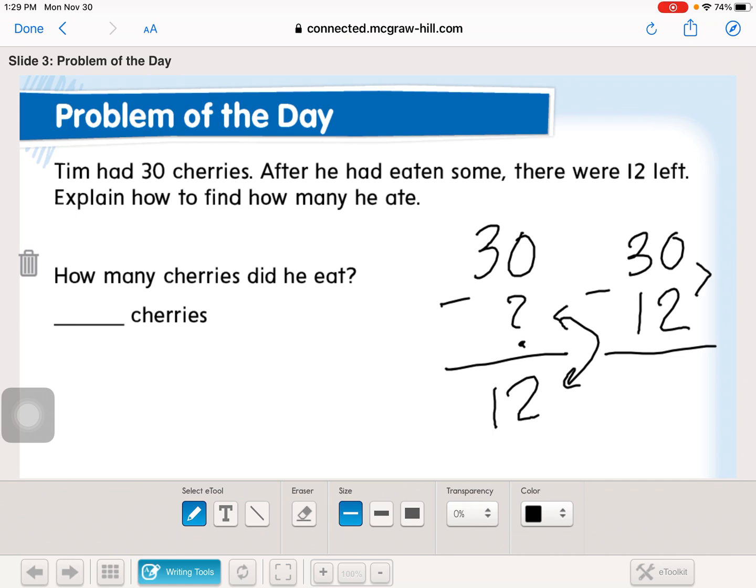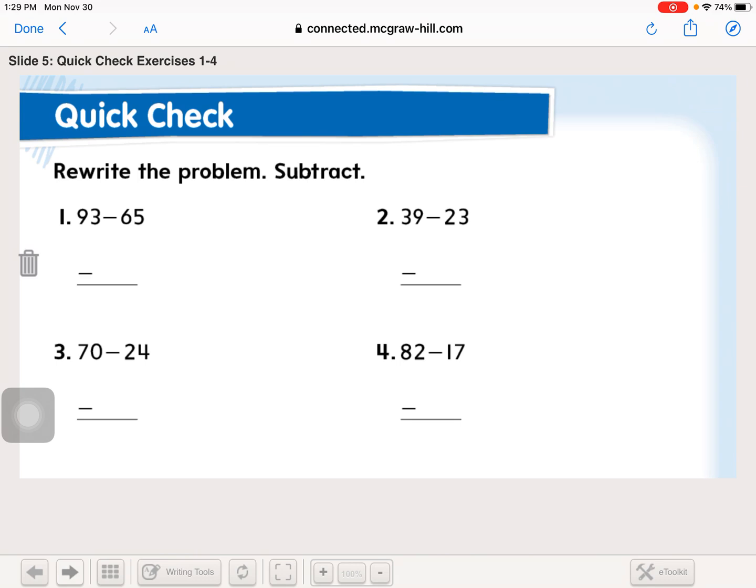So again, we've got a 0 there. More on the top, more on the floor. We have more on the floor. 2 is bigger than 0. We're going to go next door, take a 10, break a 10, which leaves us with 10. 10 minus 2 is 8, and 2 minus 1 is 1. He ate 18 cherries.